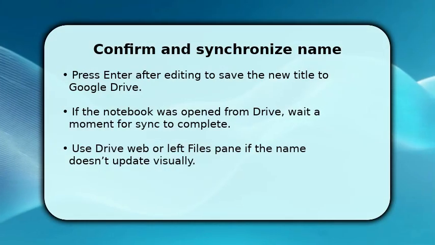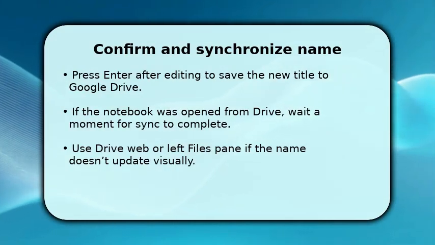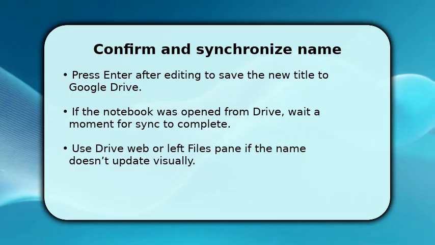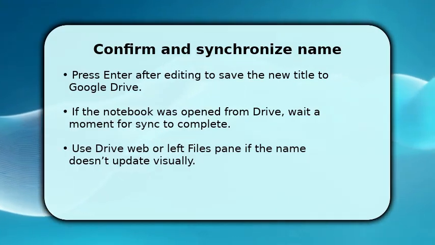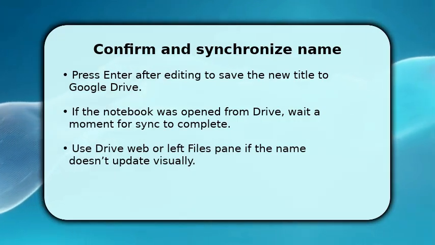Once you press Enter, Colab pushes the new title to Google Drive. Give it a few seconds to synchronize. If you open this notebook from Drive, refresh the Drive tab or the Colab Files pane to confirm the new name appears. If you mounted Drive or are using a local copy, remember that the editor title controls the notebook file name stored in Drive, not the runtime file system.